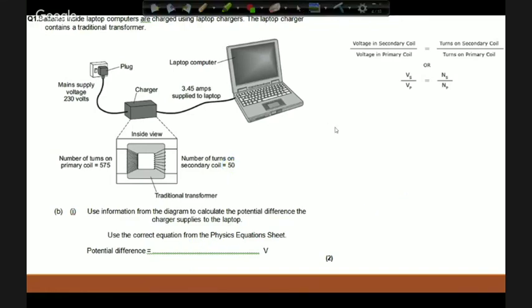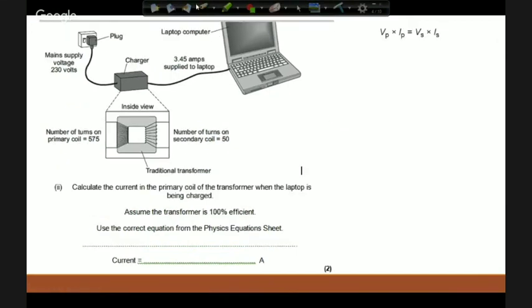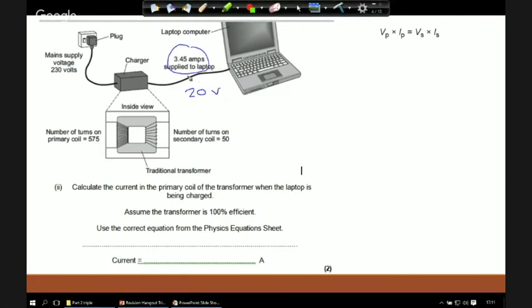Okay, one last one. So I know that my voltage on this side is 20 volts. My current on this side is 3.45 amps. So calculate the current in the primary coil. So I want to find out the current here of the transformer when the laptop is being charged. Assume the transformer is 100% efficient. Well, I can use this equation up here, that my voltage and current on my primary side equals my voltage and current on the secondary side.